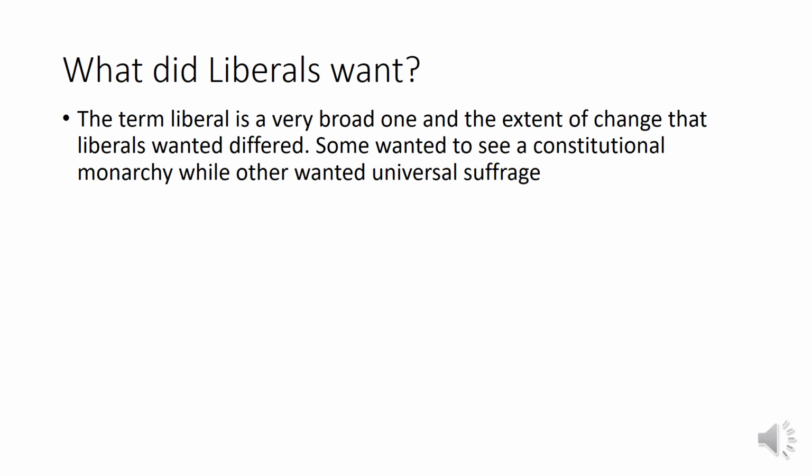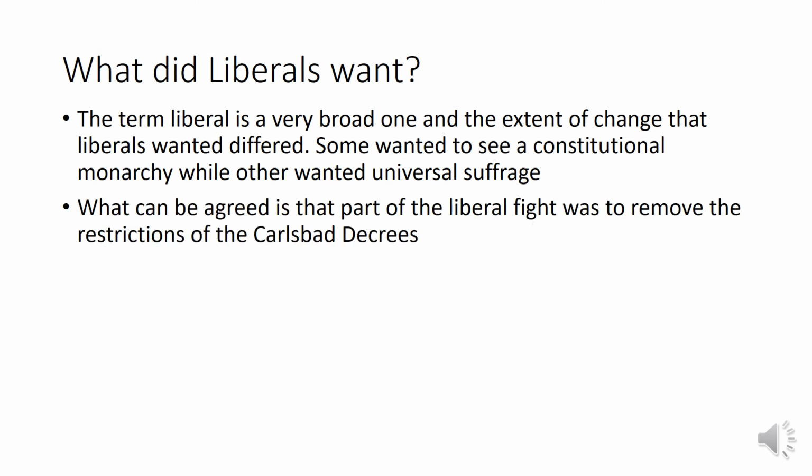And the importance of votes is not necessarily choosing who you want, but it's that ability to remove somebody who has done the wrong things, who you don't agree with. And currently, monarchs couldn't be removed this way. So if there was a bad monarch, the people were stuck with them. What can be agreed by all liberals was that they wanted to fight to remove the restrictions of the Carlsbad Decrees. They wanted to have the freedom of speech to discuss these ideas, to produce newspapers that looked at politics from their point of view.